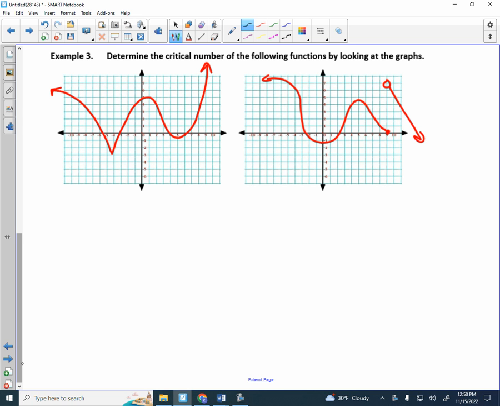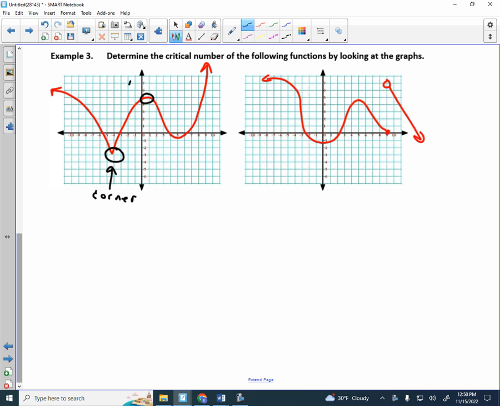It does have an arrow, so I'm not going to call it an endpoint. So that's a critical point because it is a corner, okay? And you cannot take the derivative at a corner. So that's one spot. Tell me another spot.